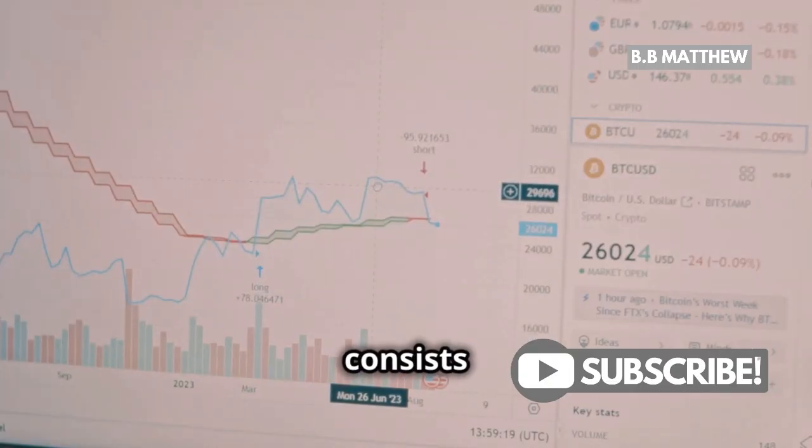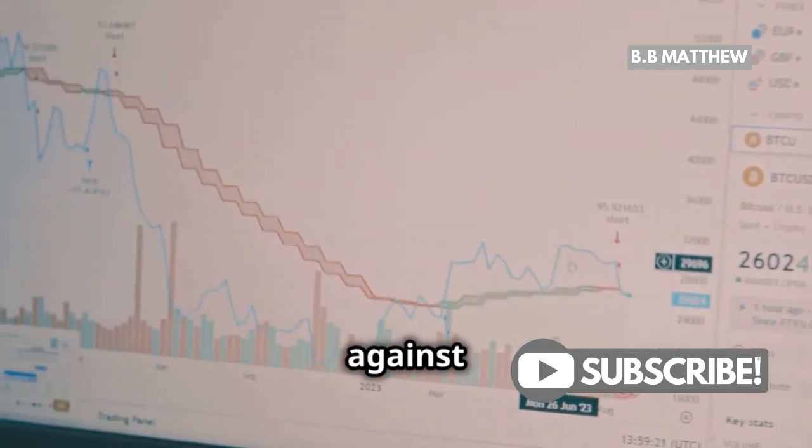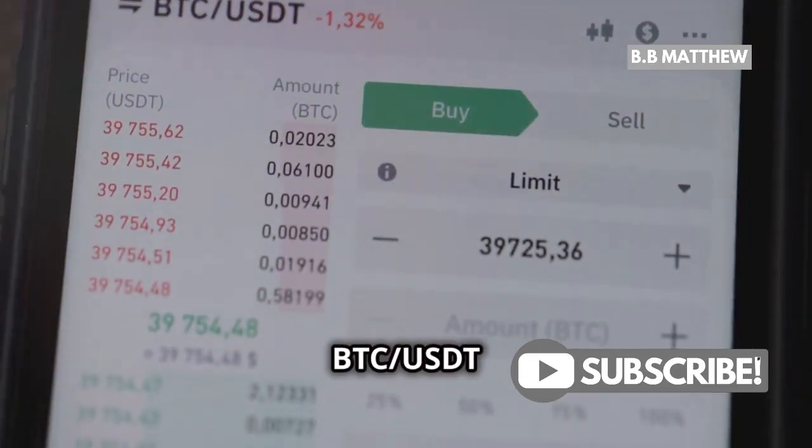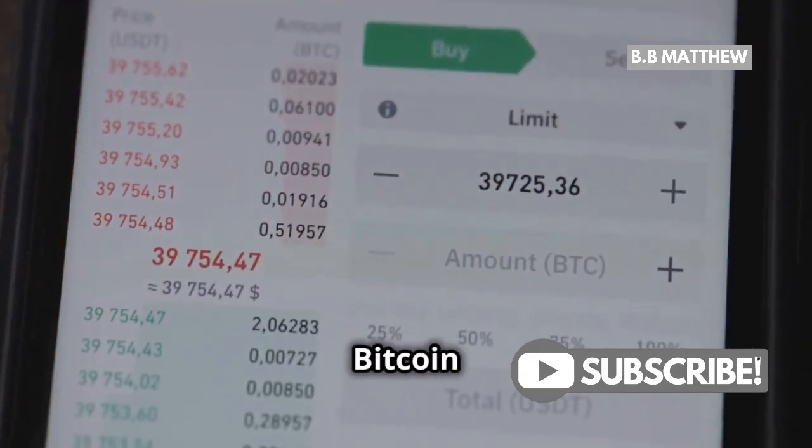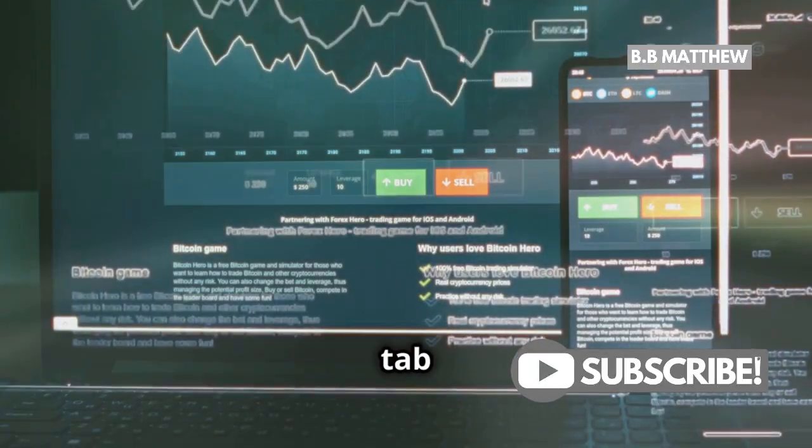A trading pair consists of two cryptocurrencies you can trade against each other. For example, BTC/USDT means you're trading Bitcoin for Tether. Head to the Markets tab and pick your pair.